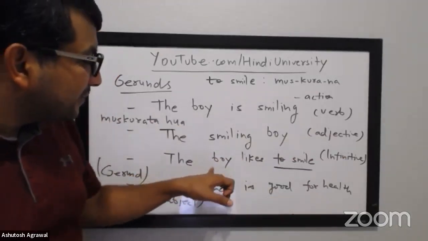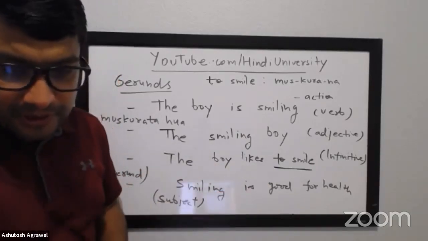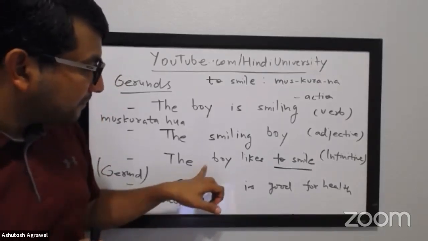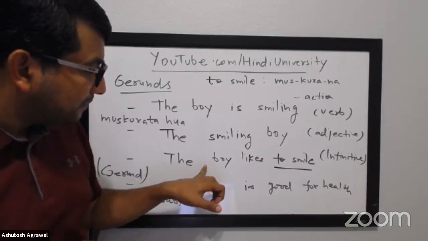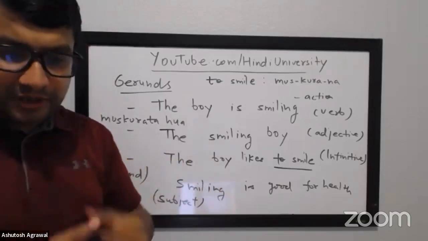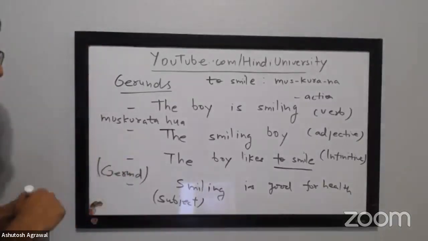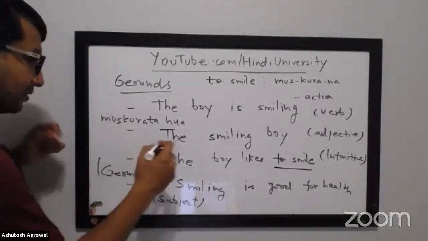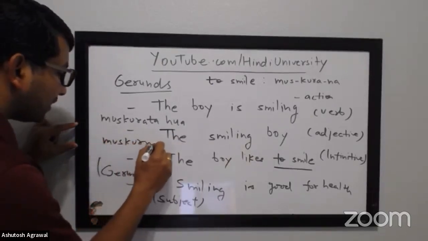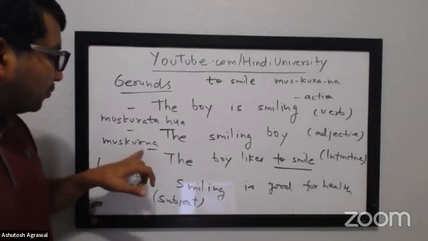The next one is: the boy likes to smile. I think it should be very simple because it's an infinitive. So, Sheila ji, since you mentioned that. The boy likes to smile. Ladke ko muskurana pasand hai. Very good, right? Ladke ko, because it's to the boy. So, ladke ko muskurana pasand hai. Don't worry about the rest of the sentence. Look at the verb. You're still using it in the infinitive form. Ladke ko muskurana pasand hai.